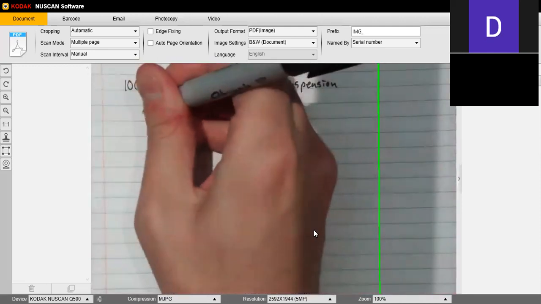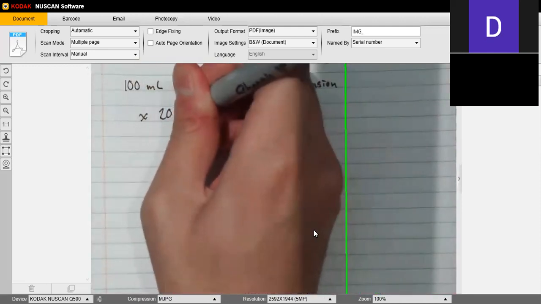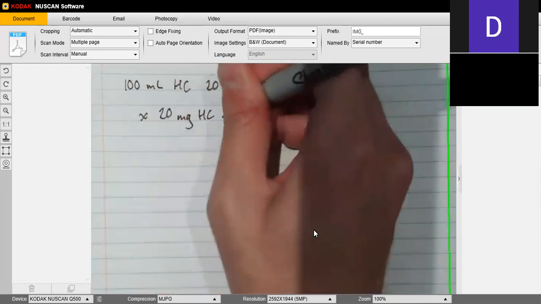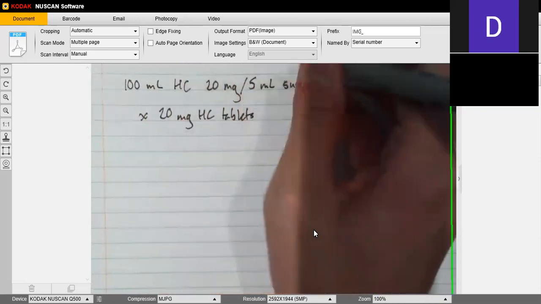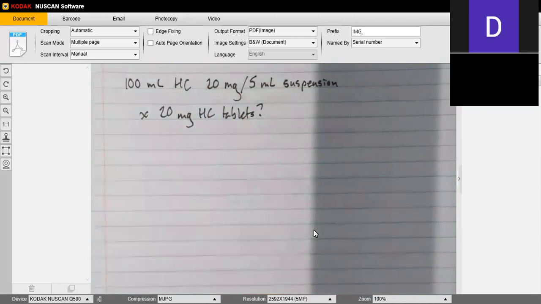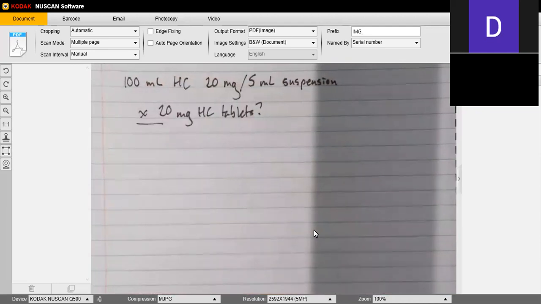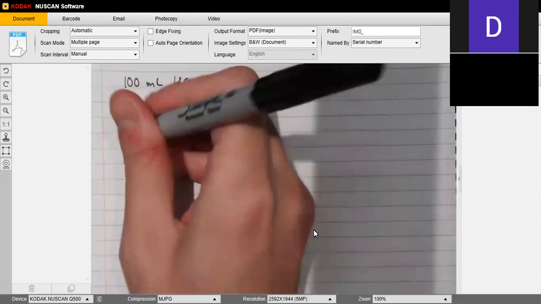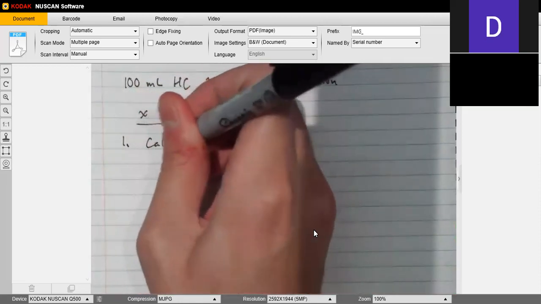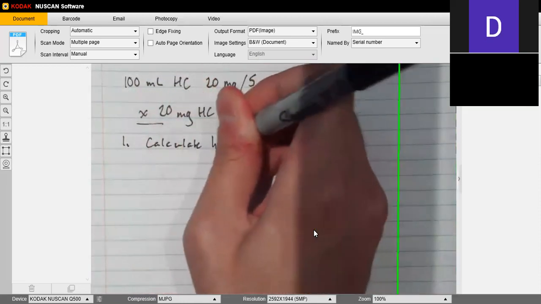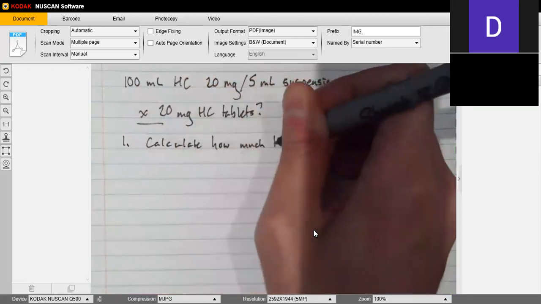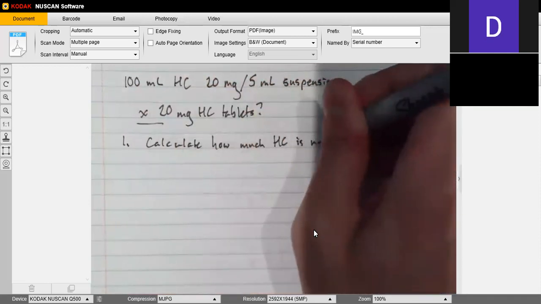So we need to figure out X 20 milligram hydrocortisone tablets. How many do we need? Well, when I'm doing these problems I like to sort of write out everything I know, everything I don't know, and what I want to know. And I want to know how many tablets we need for that. So step one, we want to calculate how much hydrocortisone is needed.